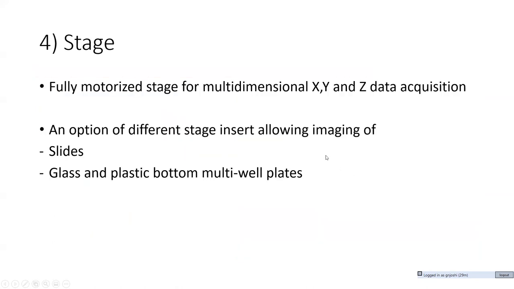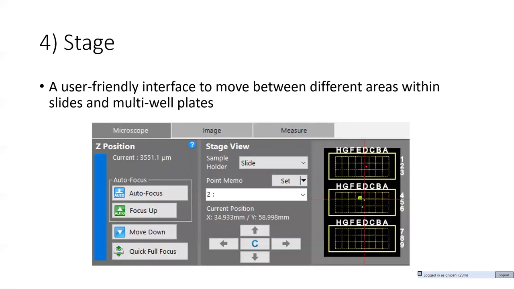So we have a stage on Keyence. It's fully motorized, which allows you to do multidimensional X, Y, and Z data acquisition. There is plenty of flexibility on the stage. You can put slides, you can put plastic bottom dishes, as well as any kind of multi-well plates that you can think of. In terms of the stage, as I mentioned, it's pretty versatile. You can select what kind of sample you have, be it a slide or any kind of plate. And there are 3 different slots when it comes to slides, so you can image 3 slides at the same time.